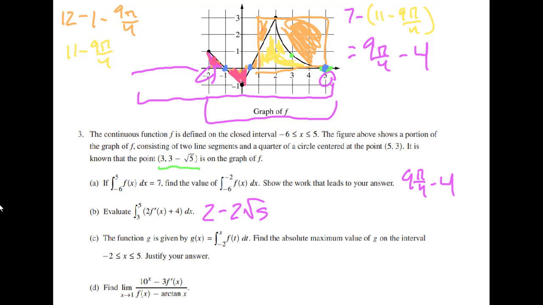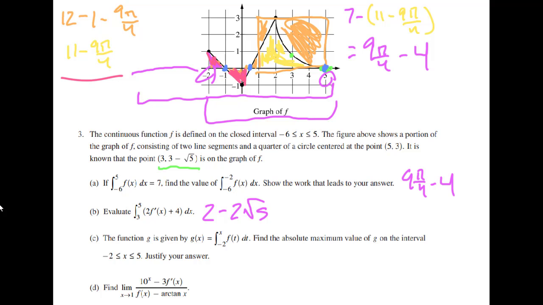Now, what's the last one we have to check? G of 5. So that would be the area underneath the curve from -2 to 5. Well, we found that earlier, remember? We found that the area from -2 to 5 is equal to this right here, 11 minus 9 pi over 4. And that is greater than 1/2. So that is going to be our absolute maximum value of G on the interval.